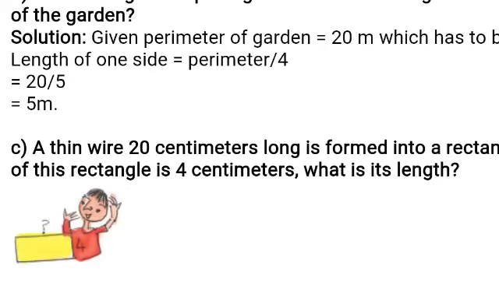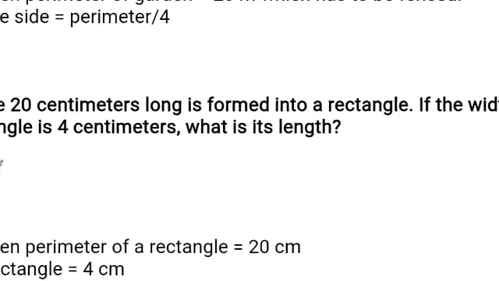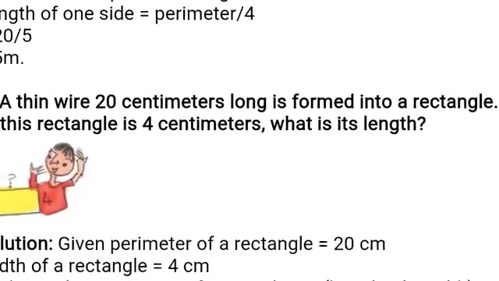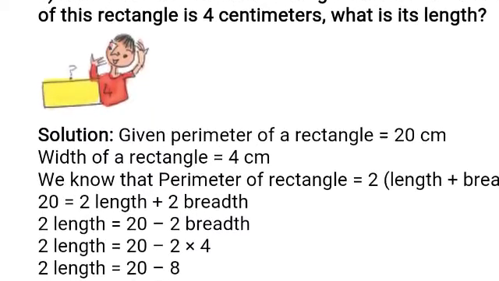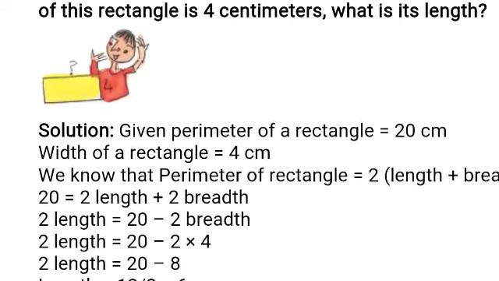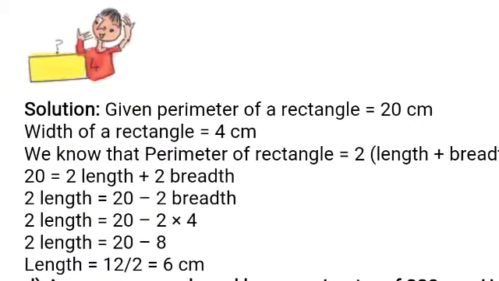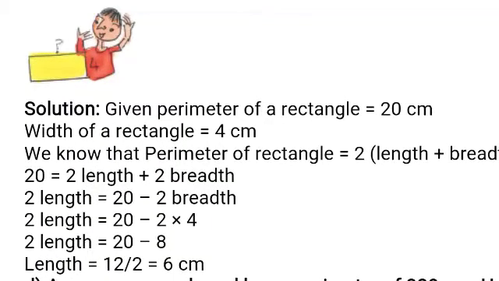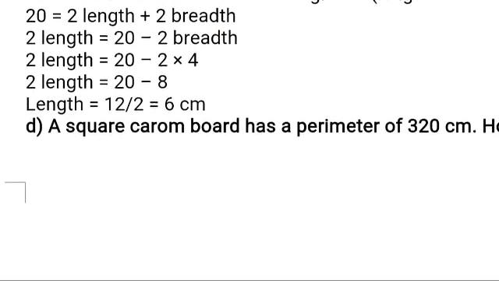A thin wire 20 centimeter long is formed into a rectangle. If the width of the rectangle is 4 centimeters, what is its length? Perimeter of the rectangle is 20 centimeter. Width of the rectangle is 4 centimeter. So the perimeter of a rectangle equals 2 into length plus breadth. So 20 equals 2 into length plus 2 breadth. We want to know the length. So the length will be 6 centimeter.